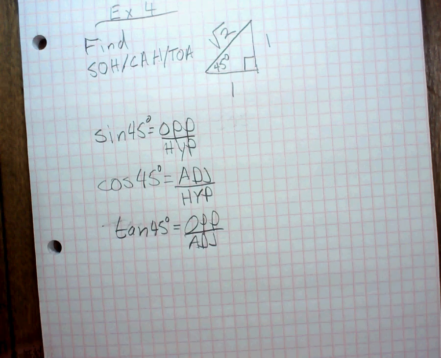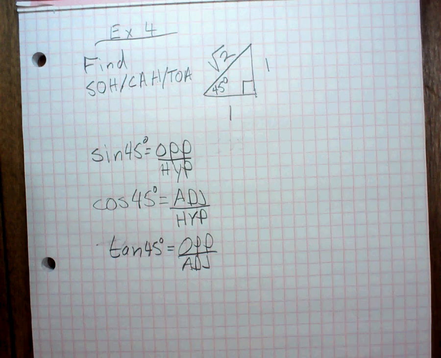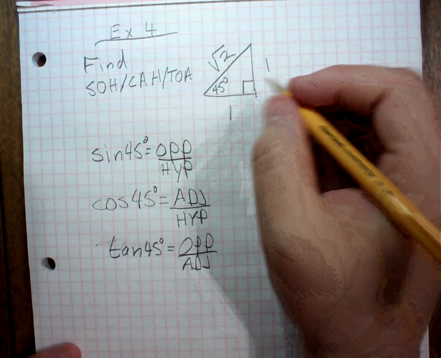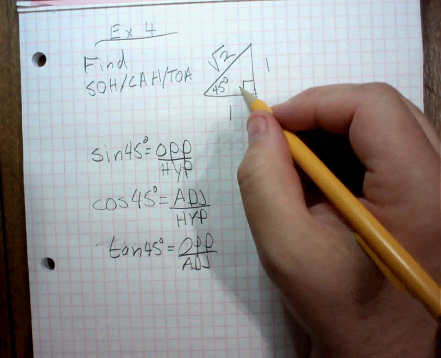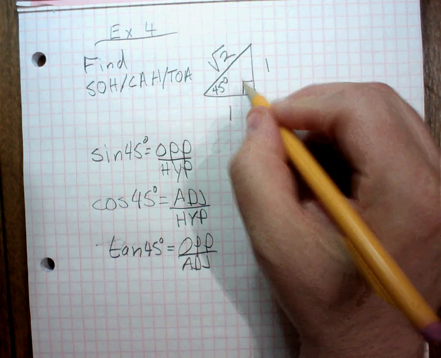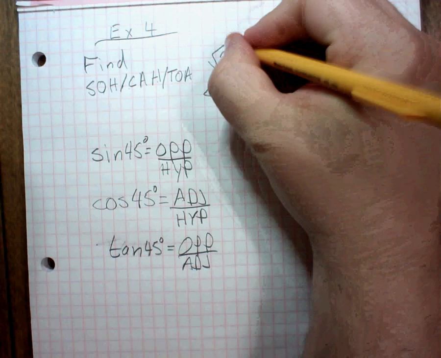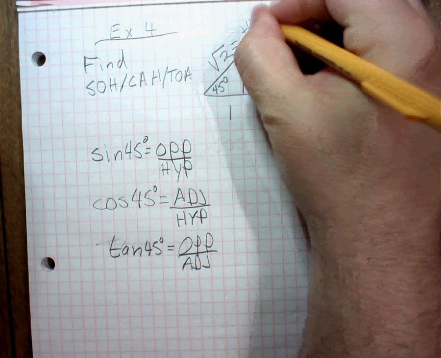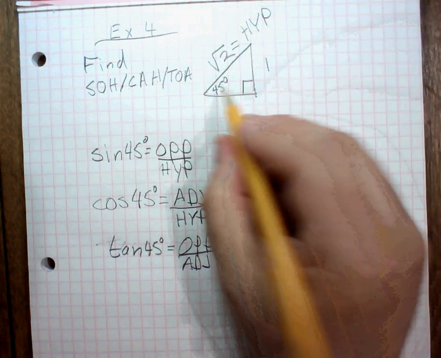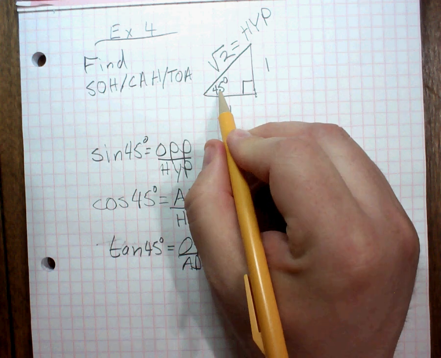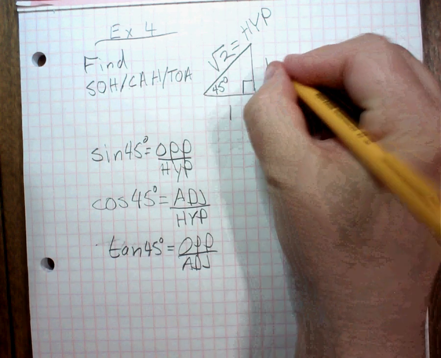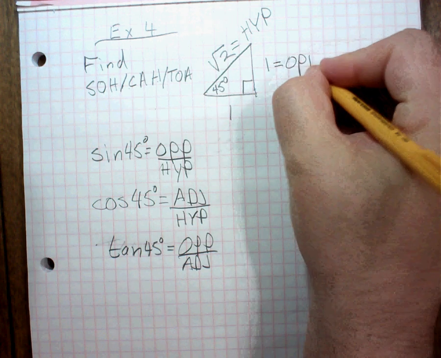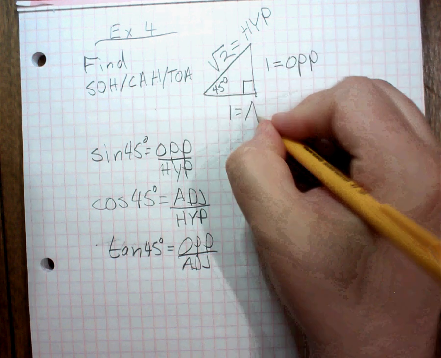So in order to find all of these, I'm going to have to label what's the opposite, what's the adjacent, and all that stuff. For this one, we know that across from the 90-degree angle is always the hypotenuse. The side across from the angle that we're using, 45 degrees, the opposite side, is over here. And the remaining side is adjacent.